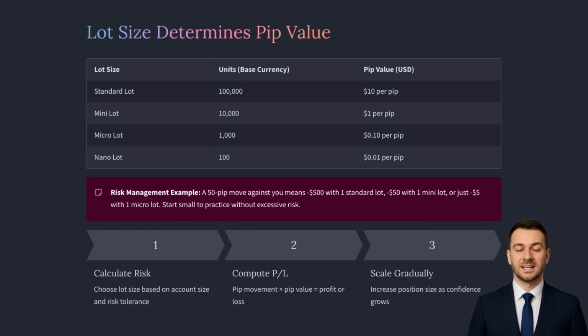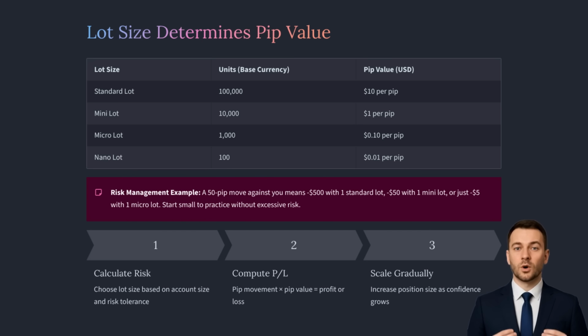Why use different lot sizes? It comes down to risk and account size. Larger lots mean each pip is worth more money, so profits and losses are magnified. Smaller lots mean each pip is worth less, which can make losses more manageable for beginners. For example, if a market moves 50 pips against you, with one standard lot, that's roughly a $500 loss, 50 pips x 10. With one mini lot, it'd be about $50, 50 pips x 1. With one micro lot, only $5, 50 pips x 0.10.